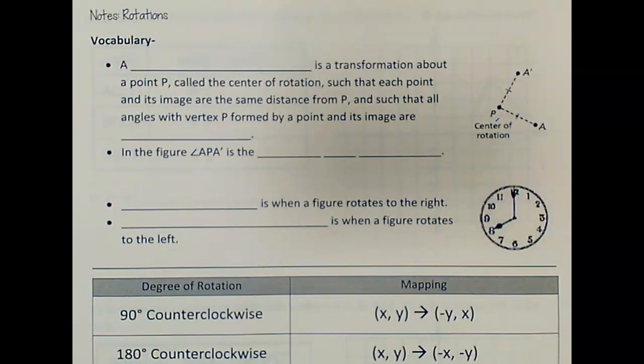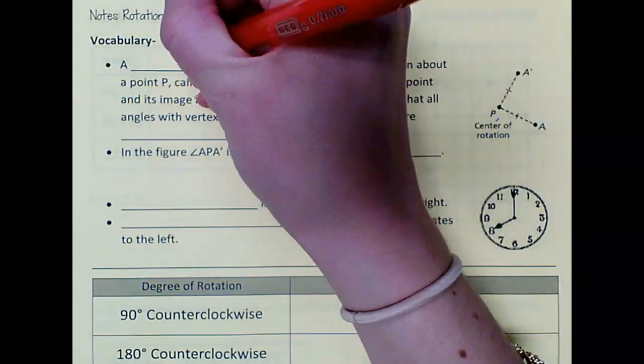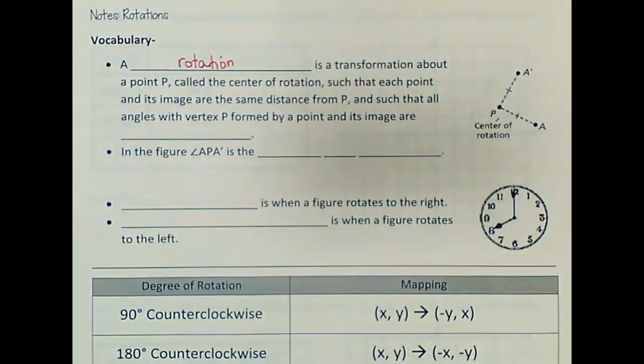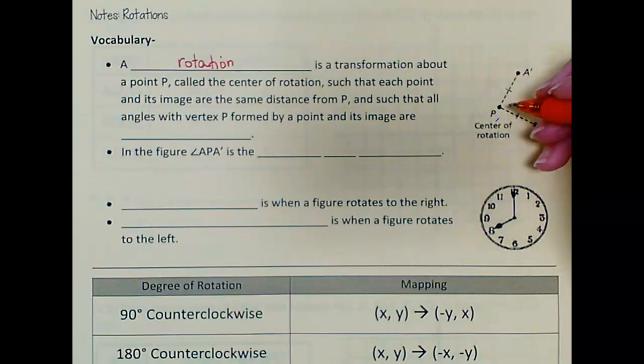Hi guys, today we're going to talk about rotations, another type of transformation. So a rotation is a transformation about a point P. So here we have a point P and we have a rotation that's happening from point A to point A prime.